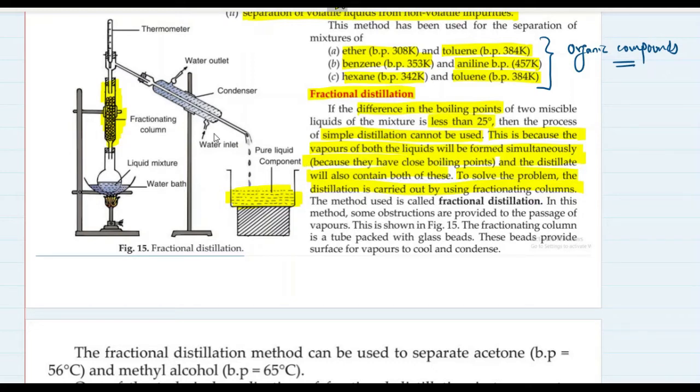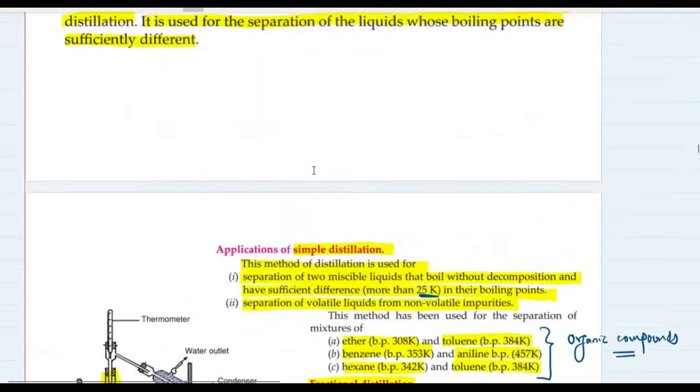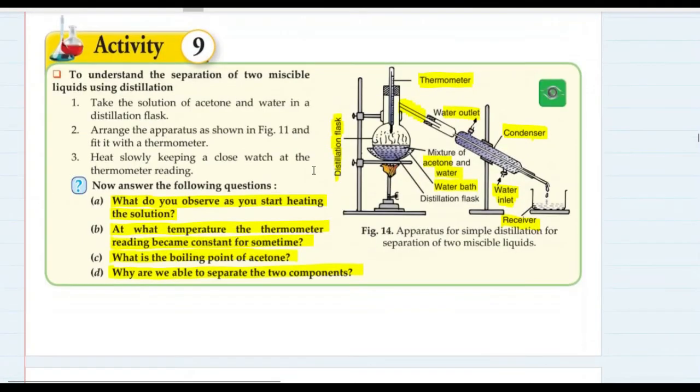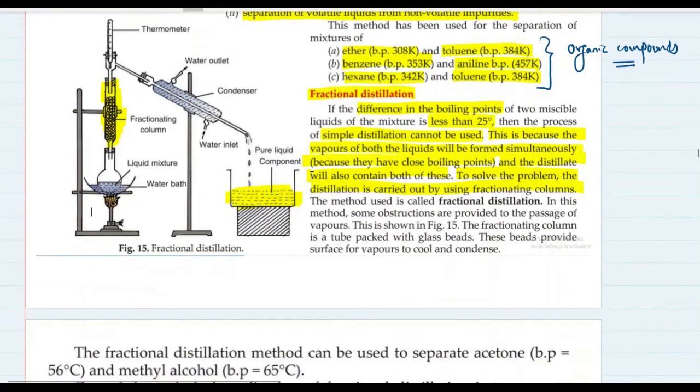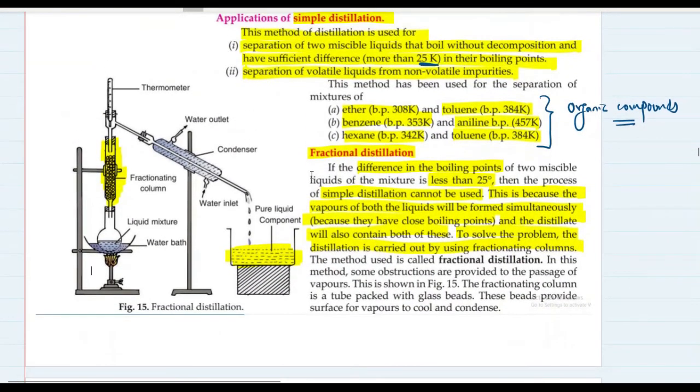So the only difference between fractional distillation and your normal distillation is the fractionating column which is attached above the round bottom flask. Everything else is the same. So what does this fractionating column do? What is the function of this fractionating column? Now you see that inside the fractionating column there are small beads. These small beads are glass beads.